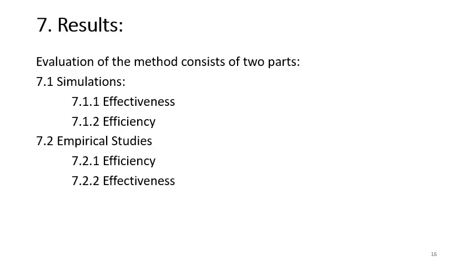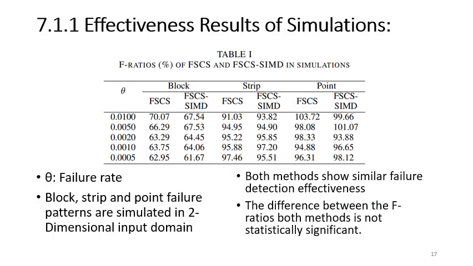The results of the evaluation consist of 2 parts. One is simulations and the second is empirical studies. Both parts have effectiveness results and efficiency results. The effectiveness results are shown in this table. Theta represents the simulated failure rate of the program, and block, strip, and point failure patterns are simulated in a 2-dimensional input domain.